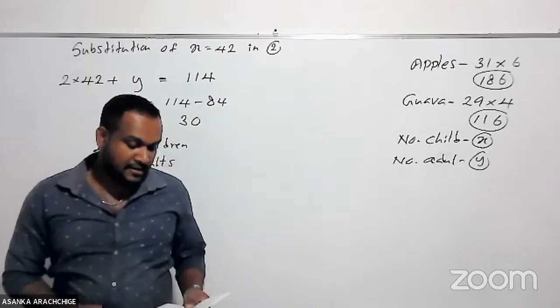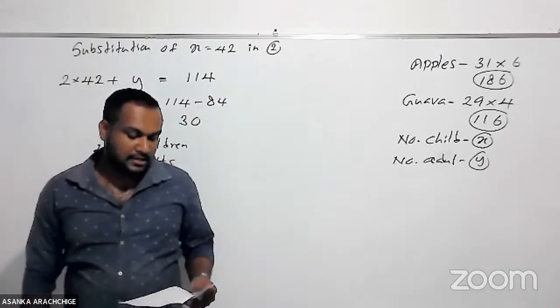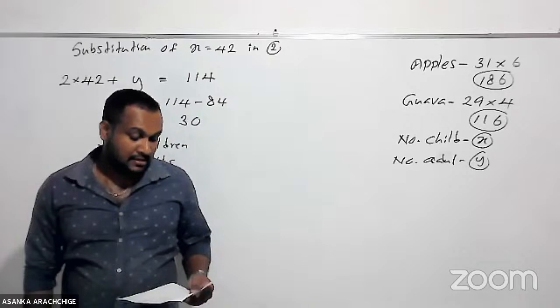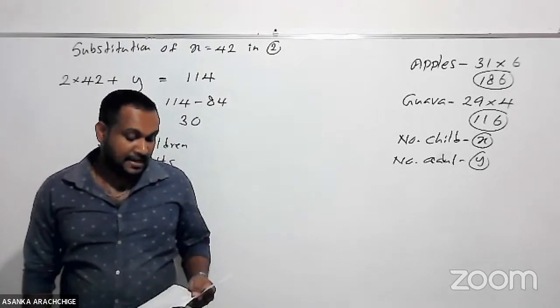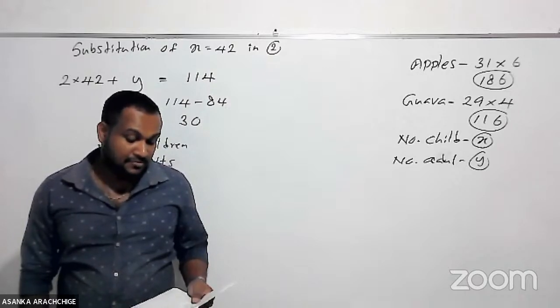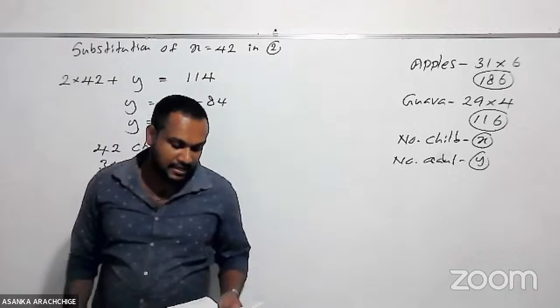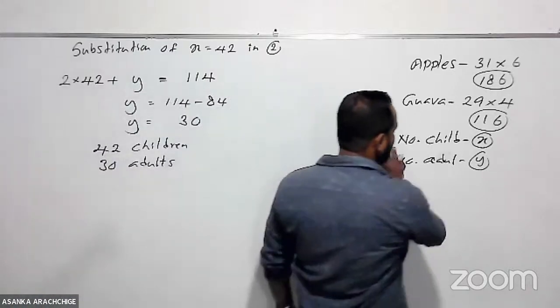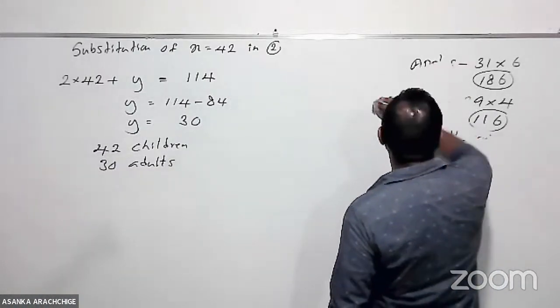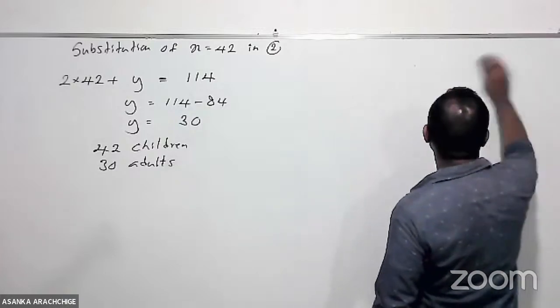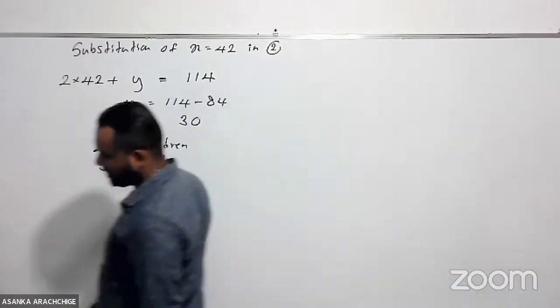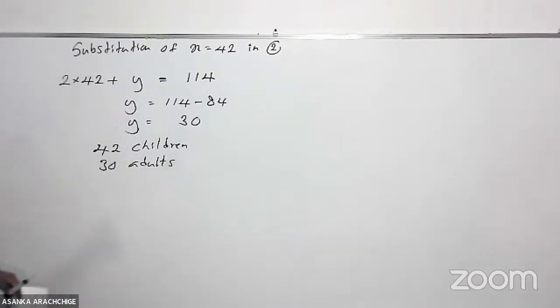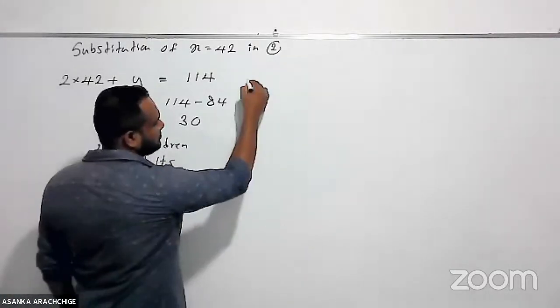Then find the number of children and the number of adults among the displaced in this camp, and hence find the total amount of money the government needs to give for a week to the displaced in this camp. For a week. Then the total amount of money required for the government to provide that money. There are 42 children.